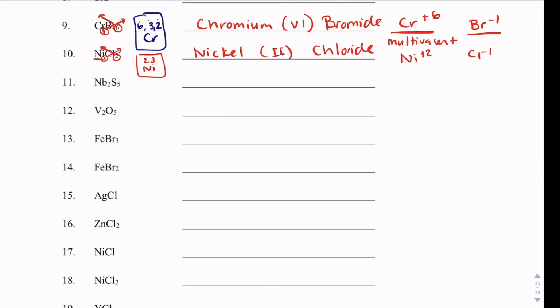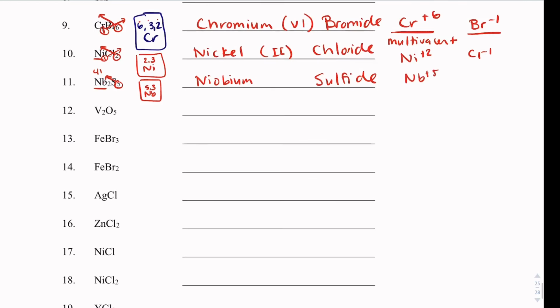We're going to see another one, niobium, which is element number 41. We look at the periodic table, and Nb could be 5 or 3. So this is going to be niobium sulfide. When I crisscross, the 5 goes to Nb, and the 2 goes to sulfide, which makes sense. Sulfide is always a 2 minus, so this is niobium 5 sulfide.